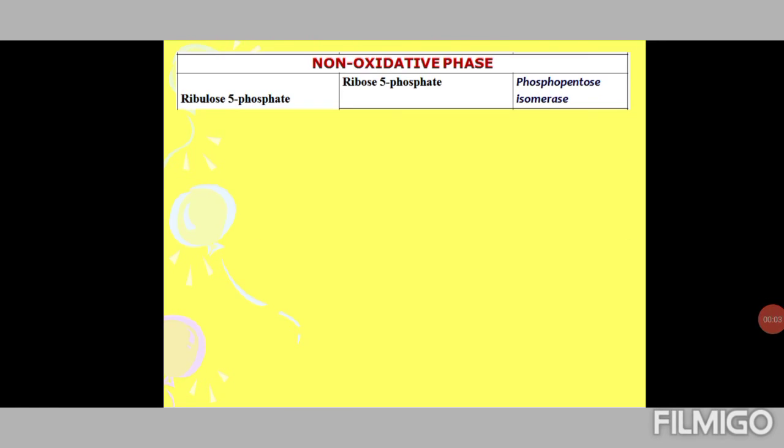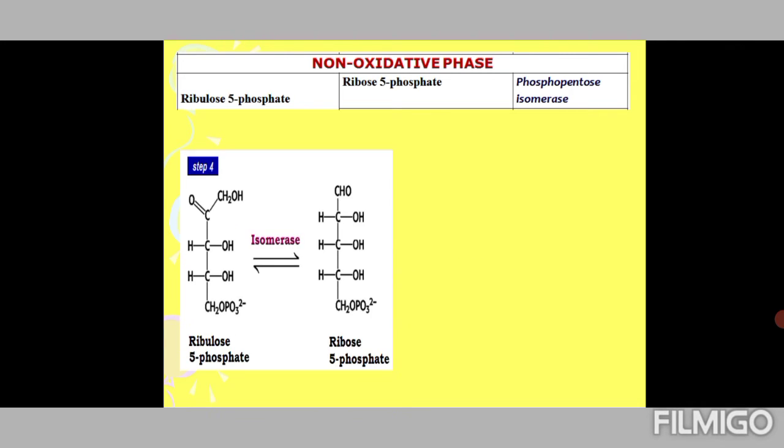The non-oxidative phase starts with an isomerization reaction where ribulose 5-phosphate is isomerized to ribose 5-phosphate with the help of the enzyme phosphopentose isomerase, as shown here. Here, ribulose 5-phosphate is actually a ketose, a ketopentose 5-carbon sugar, and ribose is an aldopentose, and this obviously has a CHO group at the anomeric carbon atom.